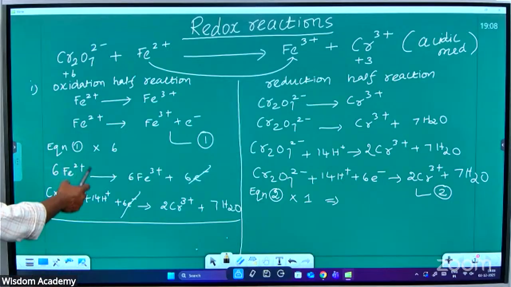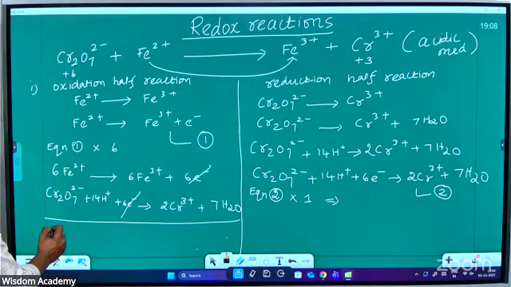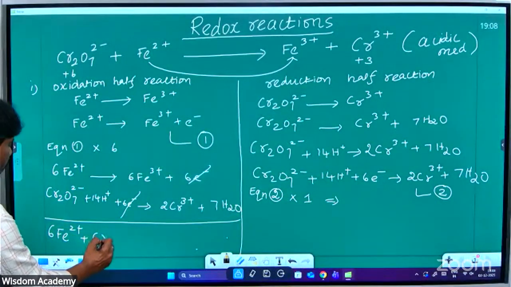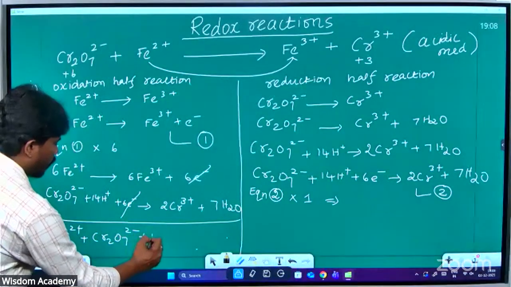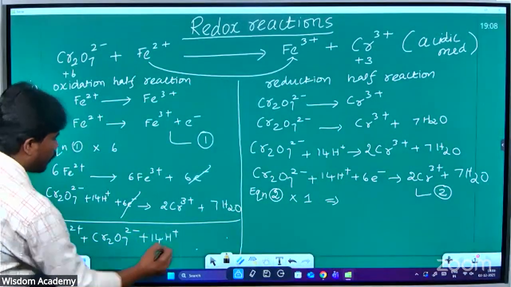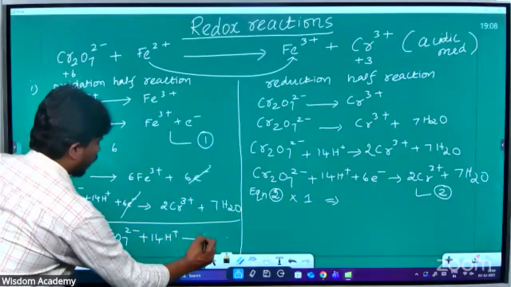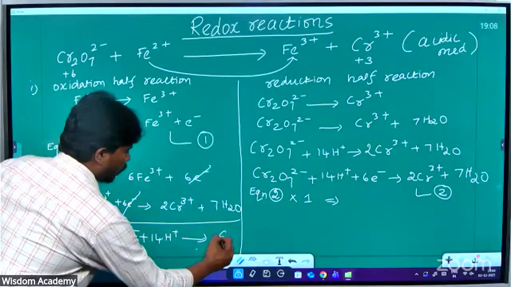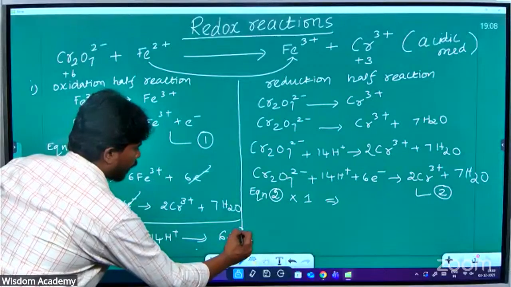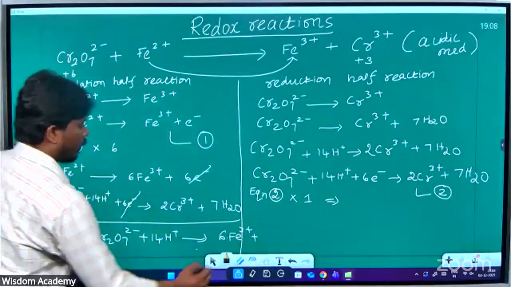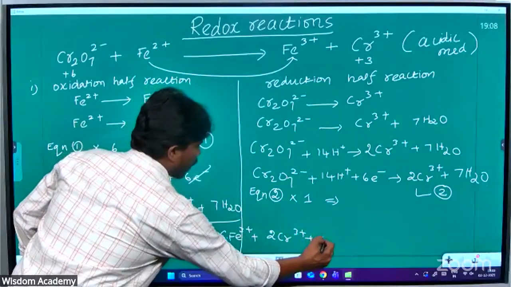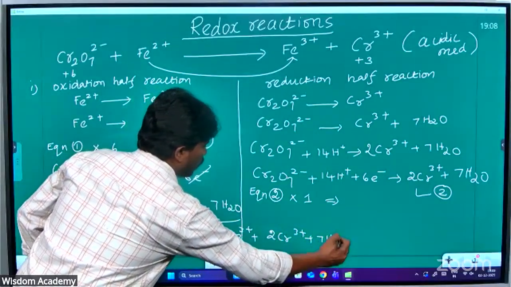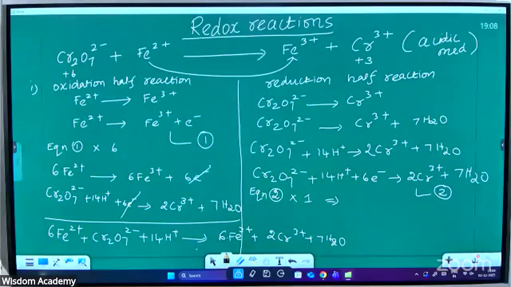So the overall equation is here: 6 Fe2 plus plus Cr2O7 2 minus plus 14H plus gives 6 Fe3 plus plus 2Cr3 plus plus 7H2O. This is the balanced redox reaction.